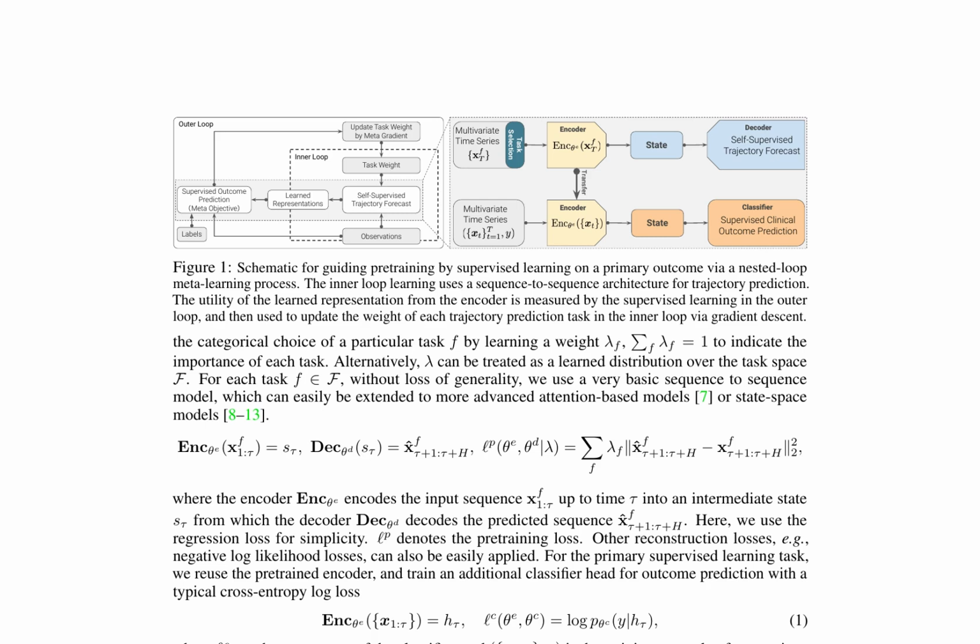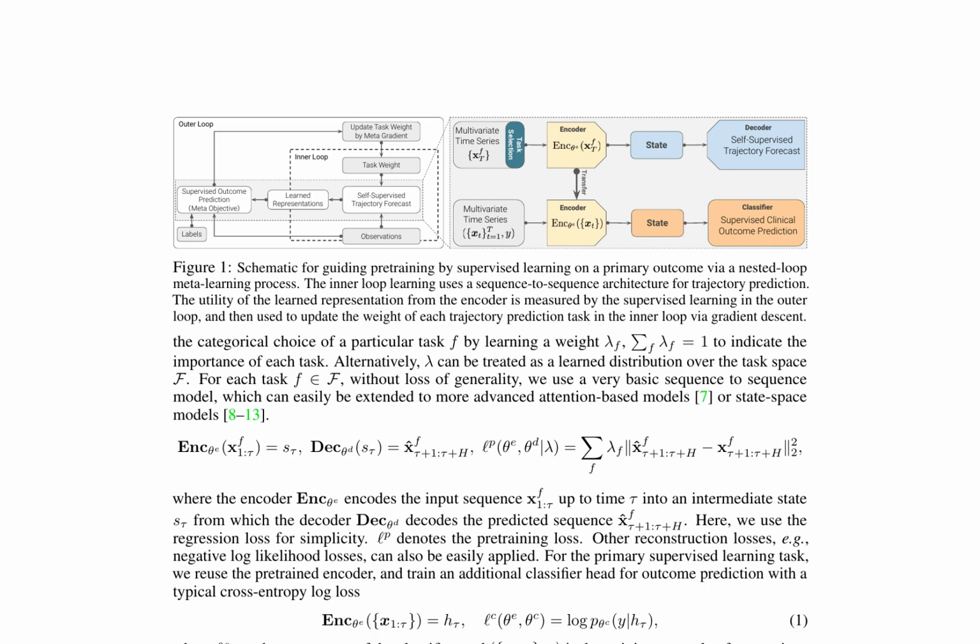The encoder ENC theta E encodes the input sequence X from 1 to tau, up to time tau, into an intermediate state S tau, from which the decoder DEC theta D decodes the predicted sequence X from tau plus 1 to tau plus H. The pre-training loss LP is defined as the regression loss between the predicted sequence and the actual sequence. For the primary supervised learning task, the pre-trained encoder is reused, and an additional classifier head is trained for outcome prediction with a cross-entropy log loss.